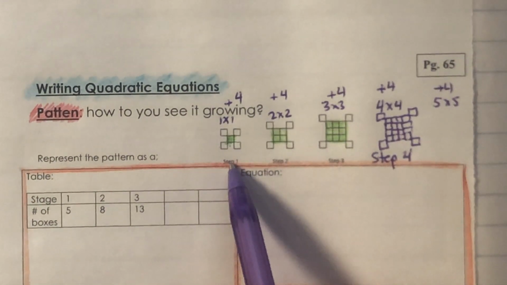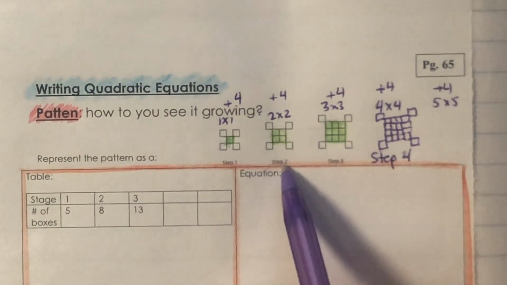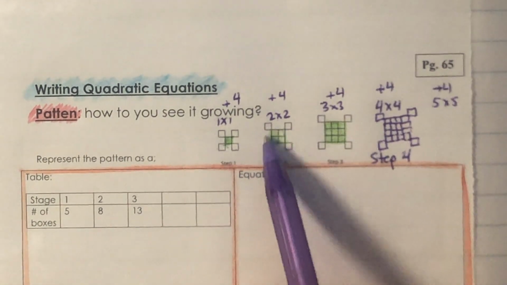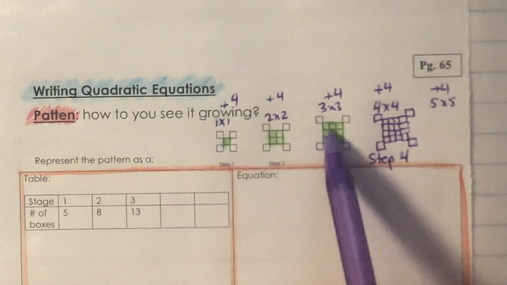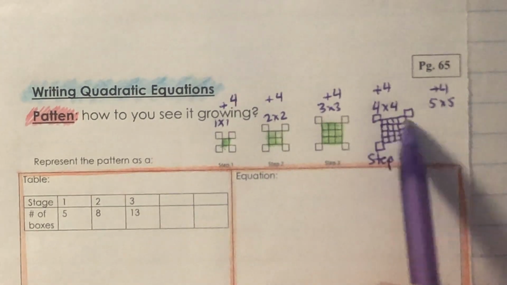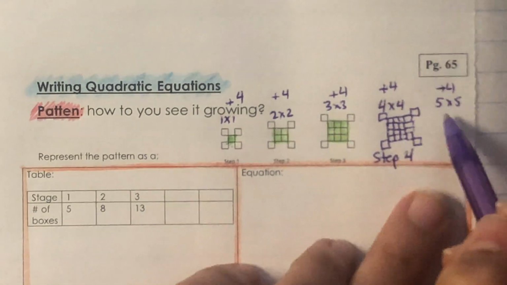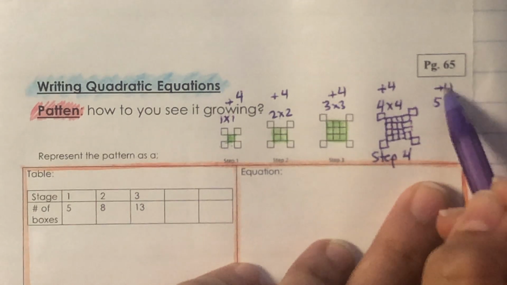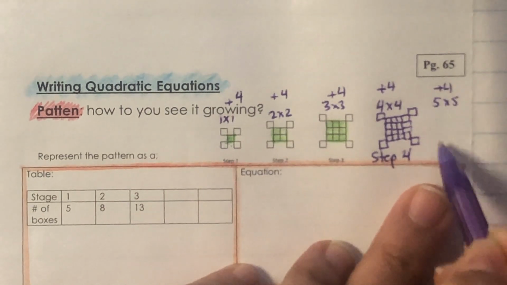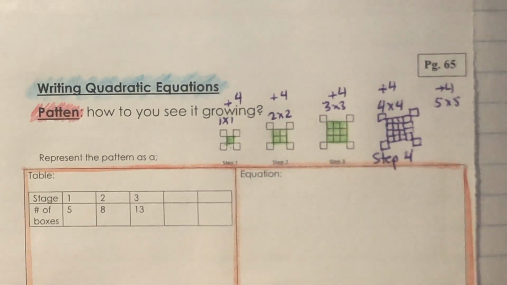So 1 squared is 1, and then I'm adding the 4 boxes on the side. 2 squared is 4, then I'm adding the 4 boxes on the side. 3 squared is 9, these are 9 boxes, then I'm adding the 4 boxes. 4 squared is 16, then I'm adding the 4 boxes. So if I was to sit here and count, 5 squared would be 25, and add 4 boxes would be 29. So I would actually draw in 29 boxes. So we're gonna go ahead and put that in words, okay?